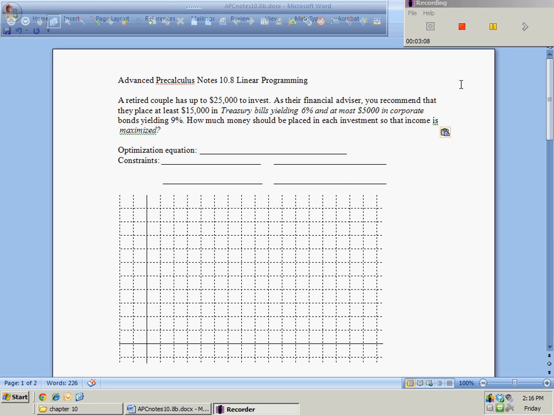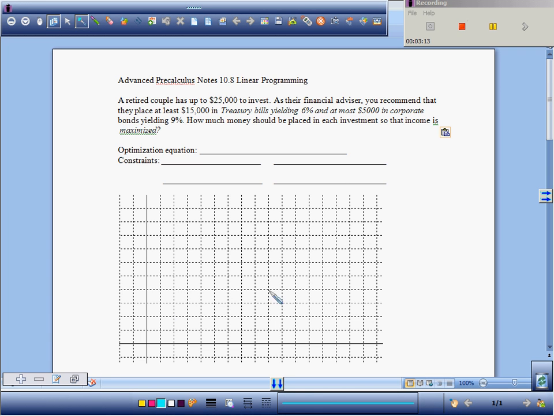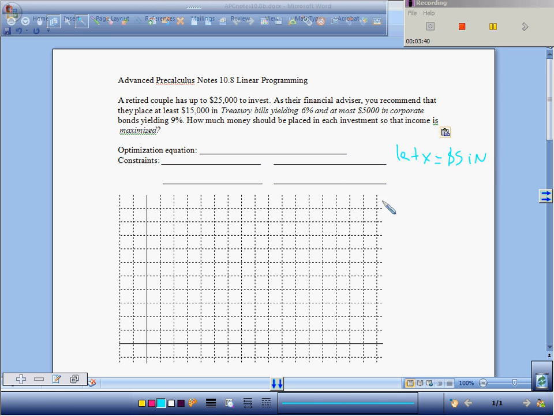Yes? Okay. So the optimization equation, first what you want to do with each of these is you want to set up your variables. So I'm going to let x equal, and the way you find that is you look at the last sentence. How much money should be placed in each investment so that the income is maximized, okay? So let x equal the amount, the dollars in, what are we investing in? Dollars in T-bills. They call those T-bills, treasury bills, okay?